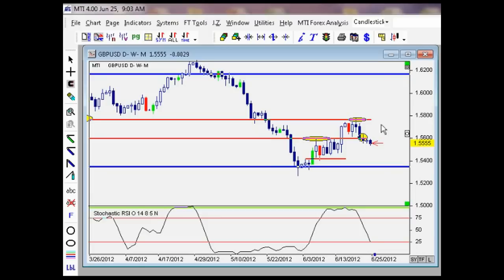In front of me is my MTI 4.0 charting software, which I'm going to go ahead and analyze the Great British Pound US dollar. I'm going to start with the daily time frame, move my way to the 4-hour and 1-hour time frame.